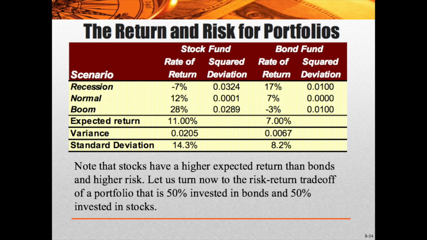Okay, I led you to believe there'd be a 50-50 portfolio coming up, and that's exactly what we're going to do. So let's see where we've come from. We know that we have a stock fund and a bond fund. We know that the expected returns are 11% and 7%. We know the standard deviation is 14.3 and 8.2. The question is, when you combine them, what is the portfolio expected return and expected standard deviation?